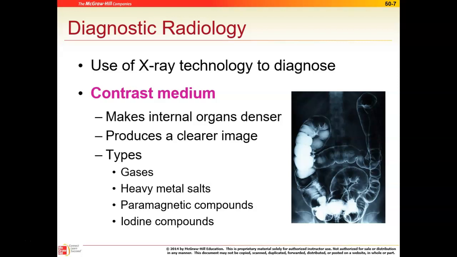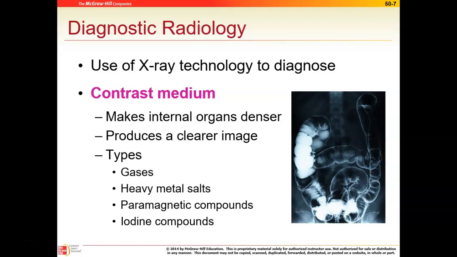Okay, and so one of the important things for diagnostic radiology is using some form of contrast medium. What the contrast medium does is it makes internal organs denser. And when they're denser, it causes them to illuminate or become a whitish color rather than transparent. And so it gives us a clearer image of what's going on. And you can see here in the picture that we've got the large intestine, and by using a form of contrast medium, it allows us a better visualization of the large intestine.